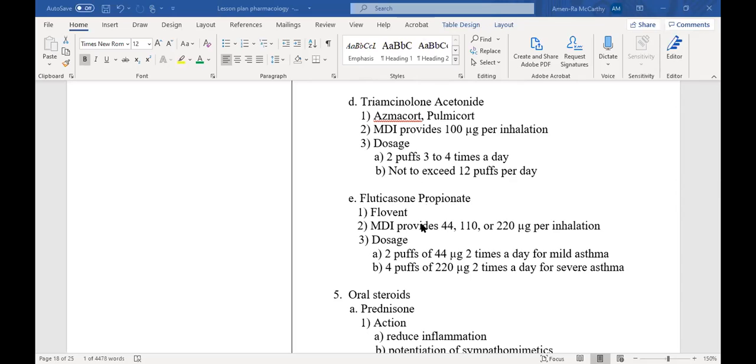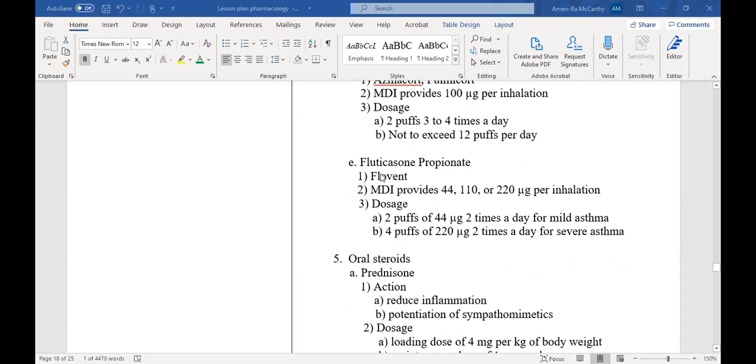It comes in an MDI and provides 44, 110, or 220 micrograms per inhalation. So you can select Flovent 44, Flovent 110, or Flovent 220. You just pick whichever one the doctor gives you. The 44 micrograms is for mild asthma, and for people who have severe asthma, they get the 220 dose. Fluticasone propionate is the generic name for Flovent. We are talking about inhaled steroids.